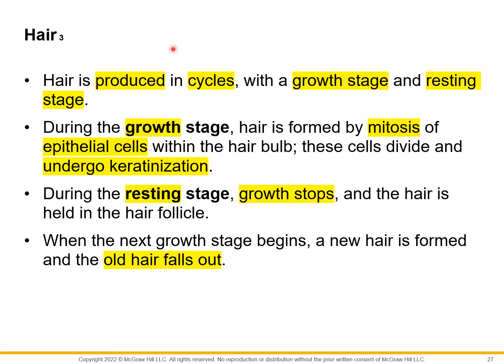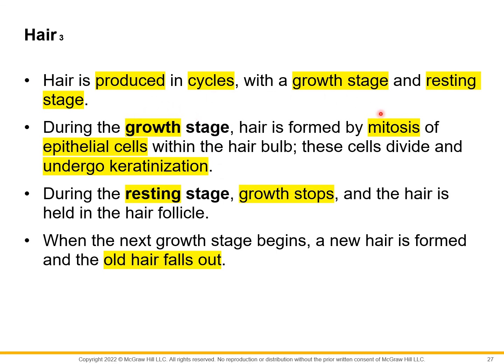The hair is produced in cycles. We have what is known as a growth stage and a resting stage. So it's a growth stage, to oversimplify the statement said here. So growth stage, the hair is formed by mitosis of epithelial cells. Okay, so ulitin natin, ang hair is also made up of epithelial cells that were produced through mitosis. And ayun nga po, they were also undergoing keratinization. Okay, so yun po yung mga processes that happens during growth stage.